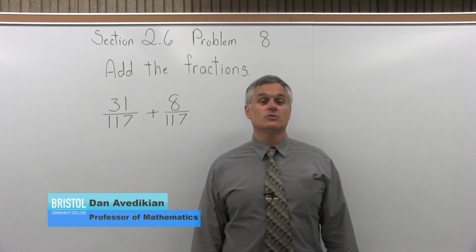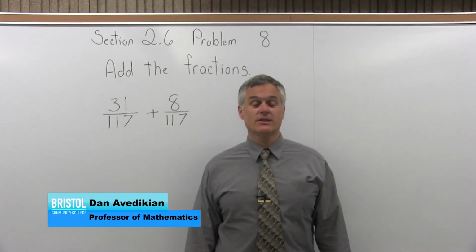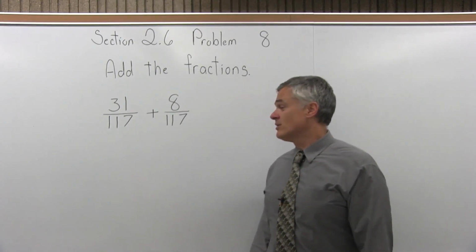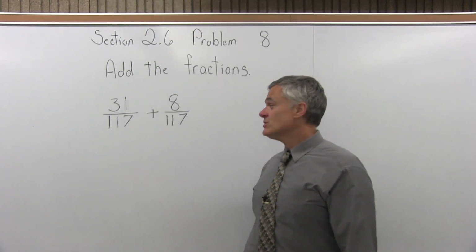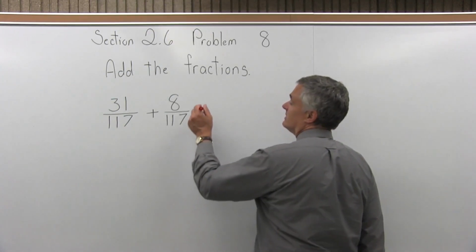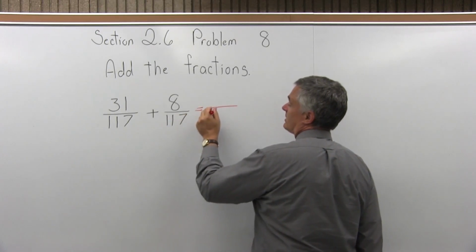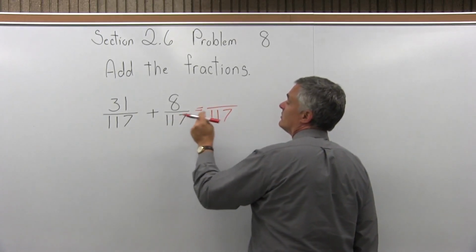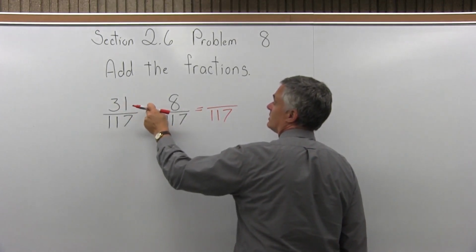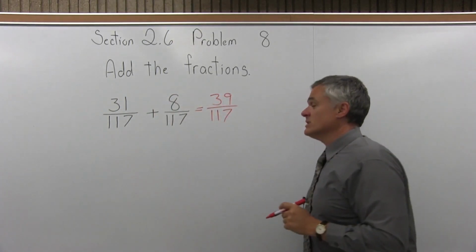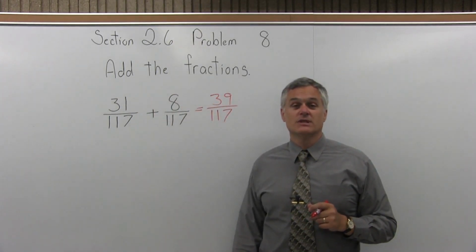This is Section 2.6, Problem 8. It says add the fractions, and we have 31 over 117 plus 8 over 117. So the denominators are fairly big, but they're the same. So we can add the fractions and keep the same denominator, 117. And we combine the numerators. 31 plus 8 more would be 39. So our answer is 39 over 117.